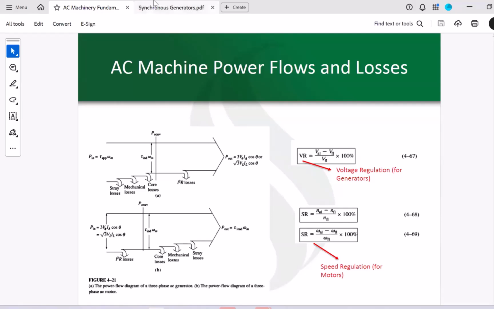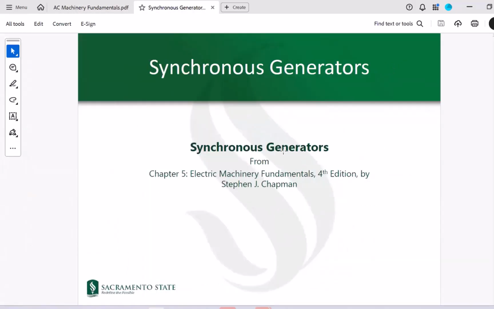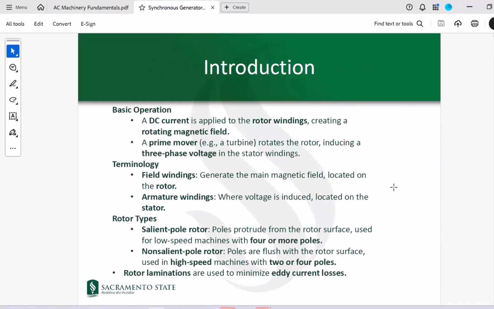Okay. Now let's go to synchronous generators. So in synchronous generators, there are basic operational rules. First thing is that you require a DC current, which needs to be applied to the rotor windings to create a rotating magnetic field. So you have the rotor, there is DC current embedded on the rotor, and as a generator, you have to provide rotation to the rotor through an external mechanical source.